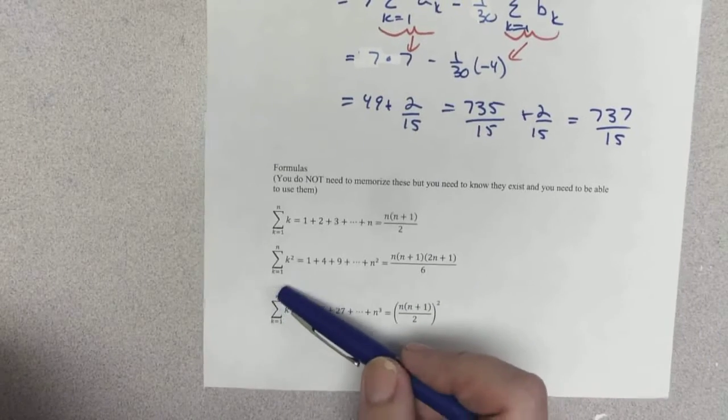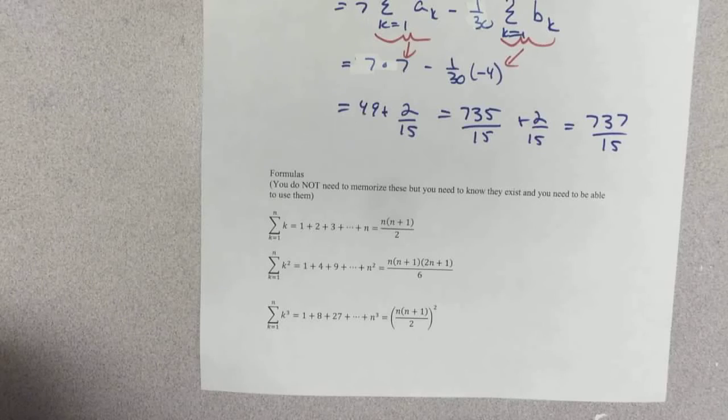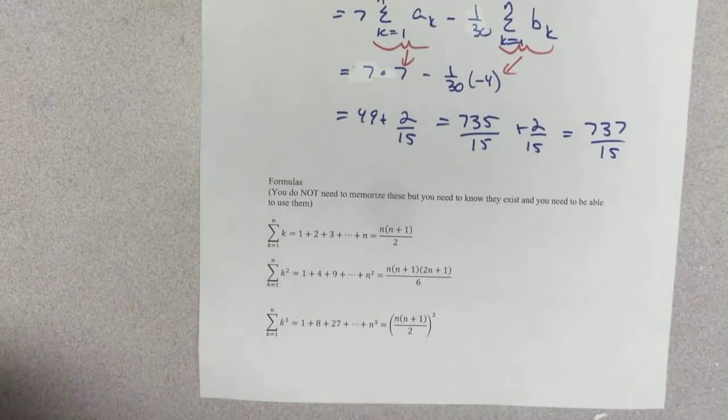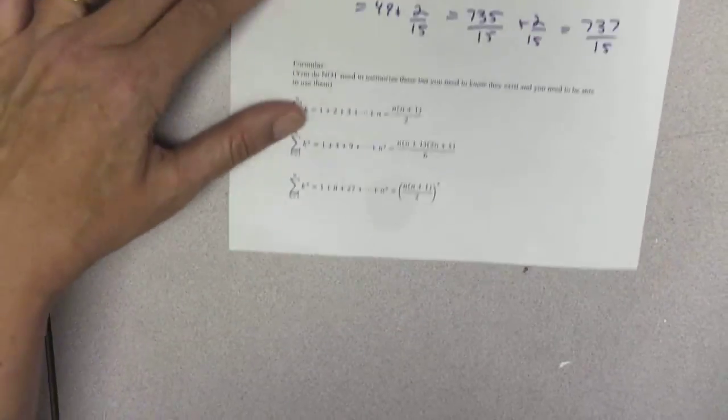And lastly, k equal 1 to n of k cubed, so 1 plus 8 plus 27 all the way up to n cubed, is n times the quantity n plus 1, all divided by 2, the whole thing squared. So there are some formulas for k, k squared, k cubed. You do not need to memorize them. Let's use them a little bit.